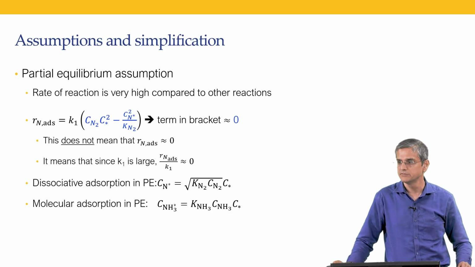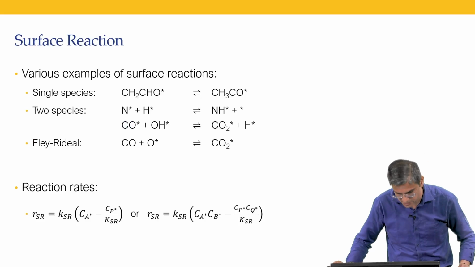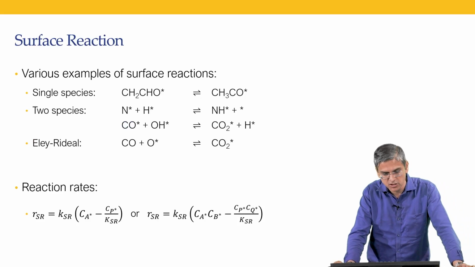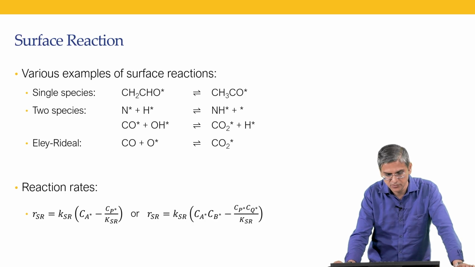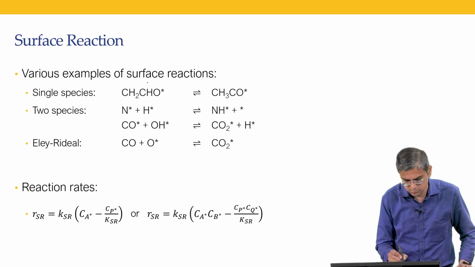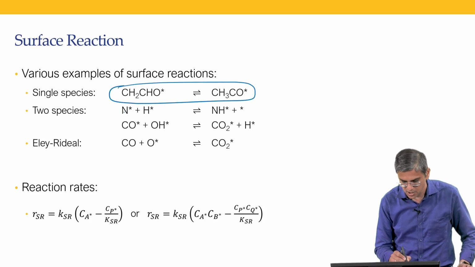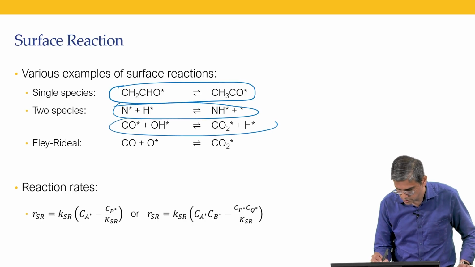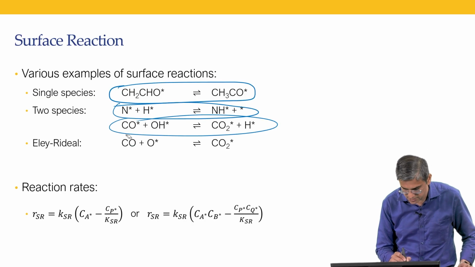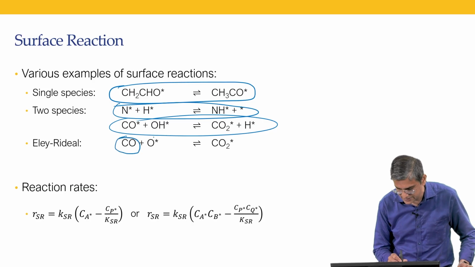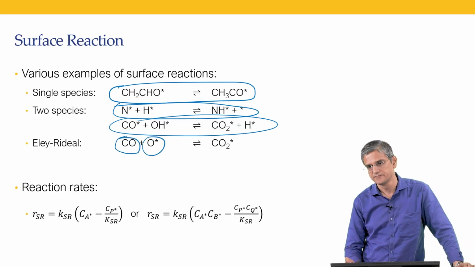The next class we are going to talk about what if you have surface reactions also coming into the picture, how do you do Langmuir-Hinshelwood models. Surface reactions are of 3 types. One is surface reactions involving a single adsorbed species, another is surface reactions involving 2 adsorbed species, and the third one is surface reaction involving a gas phase species with an adsorbed species.